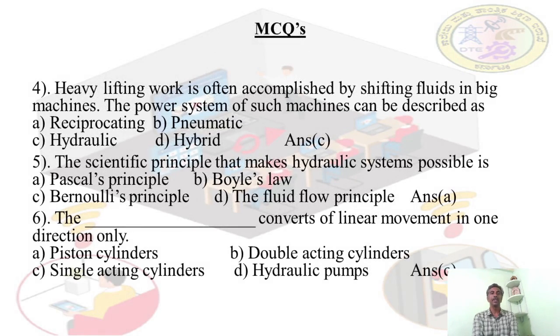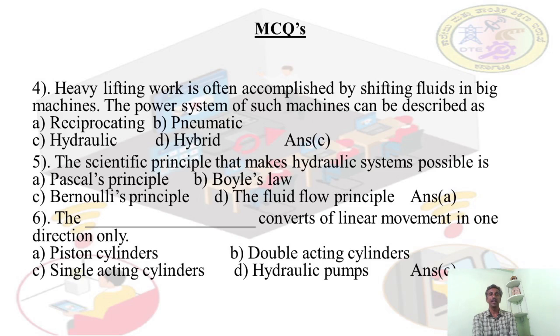The next MCQ is: heavy lifting work is often accomplished by shifting fluids in big machines. The power system of such machines can be described as... You know that to lift the heavy objects, in the first session itself we explained, while explaining the advantages and applications of the hydraulic system. Here the options are reciprocating, pneumatic, hydraulic, hybrid. For the lifting of small objects, we are using the pneumatic. Reciprocating, we are not at all using for lifting work. So hybrid is not there. So the correct answer is the hydraulic system.